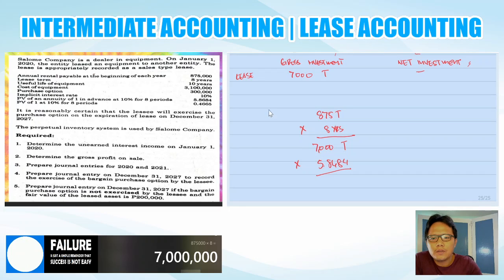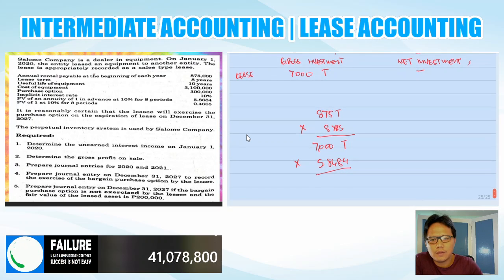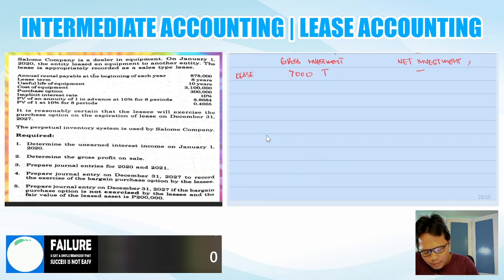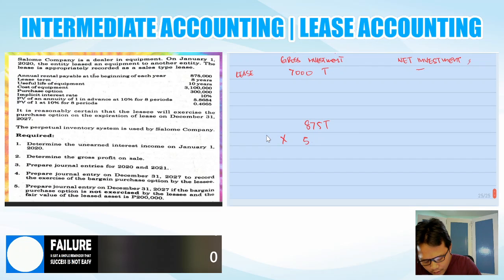The present value is now computed at 7 million times 5.8684. Wait, that is not 7 million. Okay? So this is your gross. To compute for your present value, again, we'll use the annual payment of 875 multiplied by your present value factor of 5.8684. Again, it is not the 7 million, because that is the total.